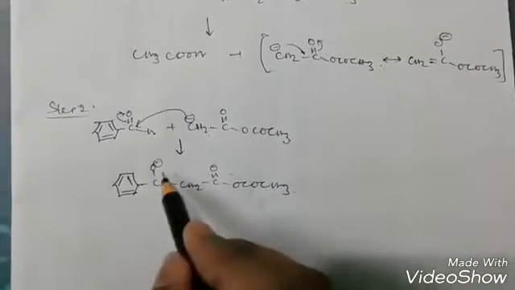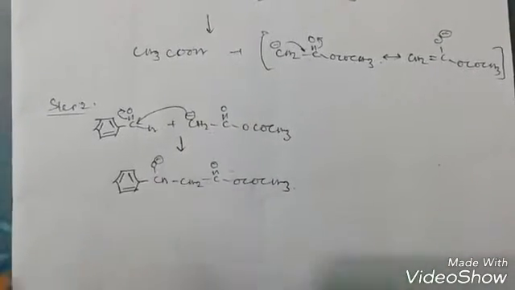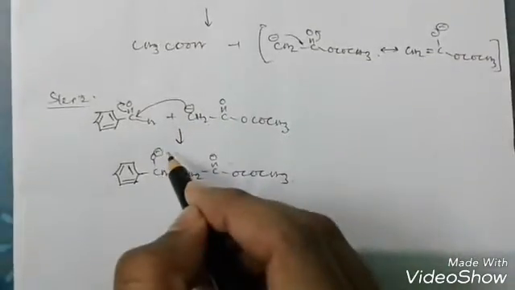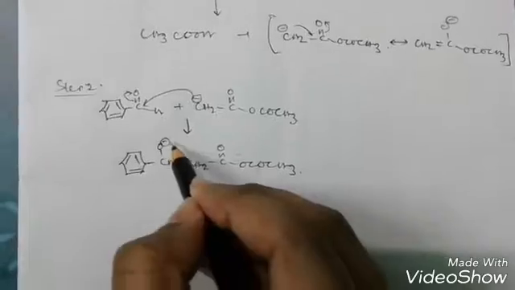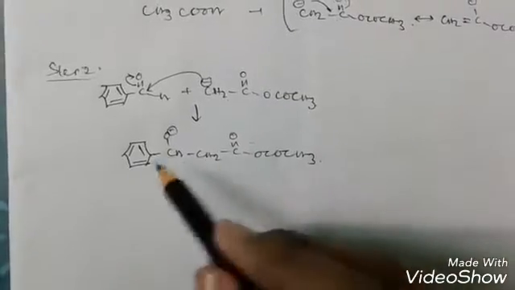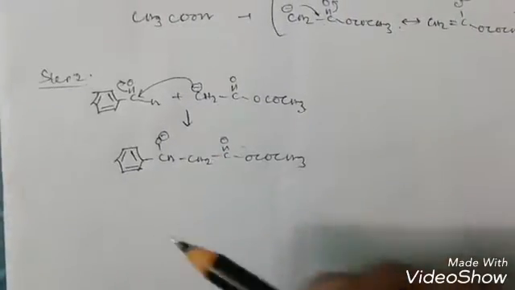See guys, an alkoxide is formed here. This negative charge is pretty much localized, so it is not very stable. So what it does is shift the charge.